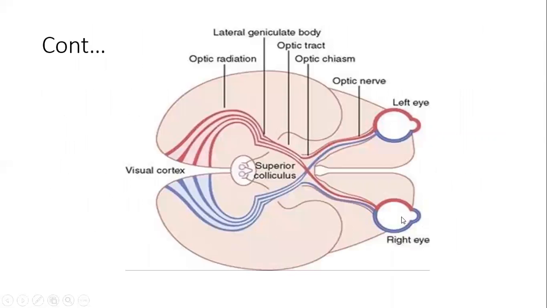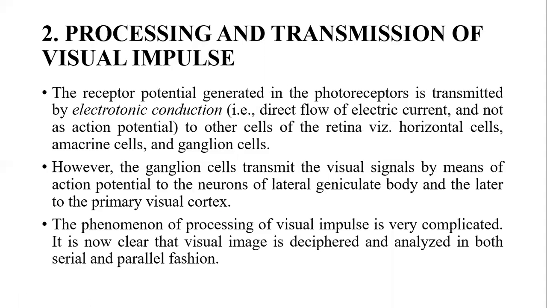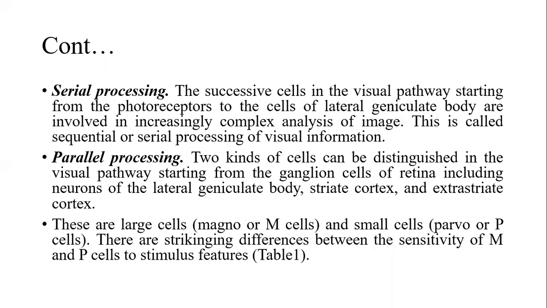So what is happening here? Once the production is done, they go through this optic nerve, then go to the optic chiasma, then the lateral geniculate body, then optic radiation, then the visual cortex. This is very important because that is the transmission of the visual impulses. There are two processes for transporting these visual signals to the brain: one is serial processing and the other is parallel processing. So two ways they can be.